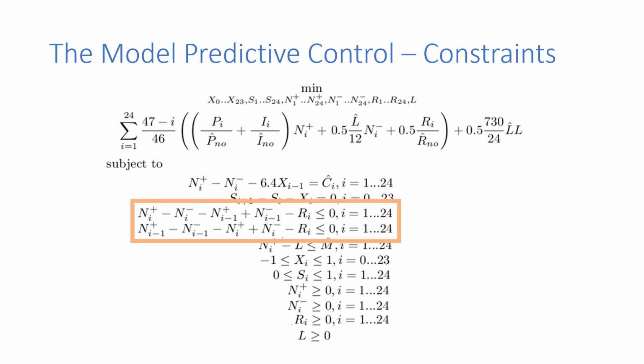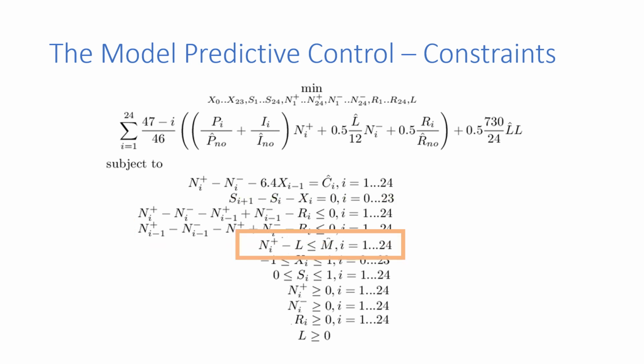The second set of constraints are the ramp constraints, and they mean that the ramp at step i equals the absolute value of the difference of the net electricity consumption at step i and the net electricity consumption at step i minus 1. Also, we can note that n plus 0 and n minus 0 are the current positive and negative net consumption parts of the building.